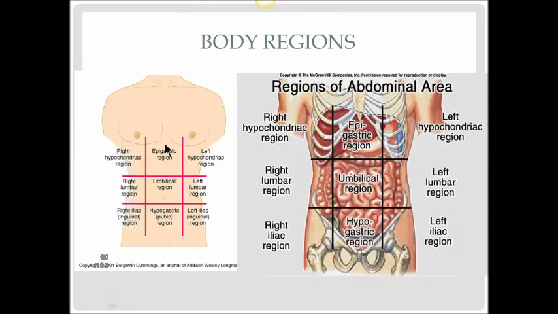Or you divide it into 9 abdominal regions, as you can see up here. And these are the 9 regions. So you take 2 lines which go from the middle of the clavicle all the way down, and 1 line which goes just below the costal cartilage, and one just above the iliac crest. So you have 9 regions.